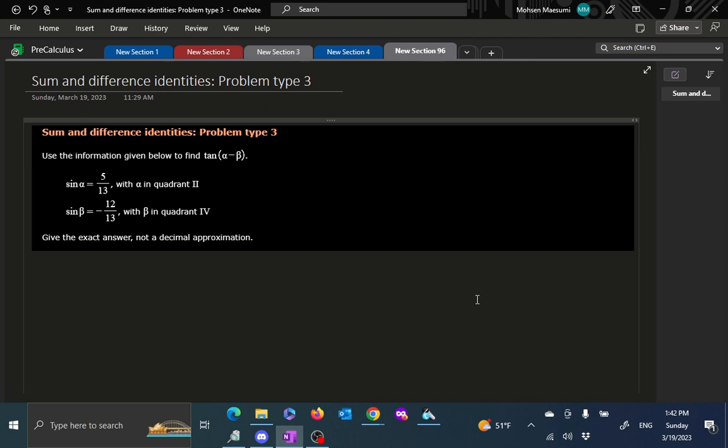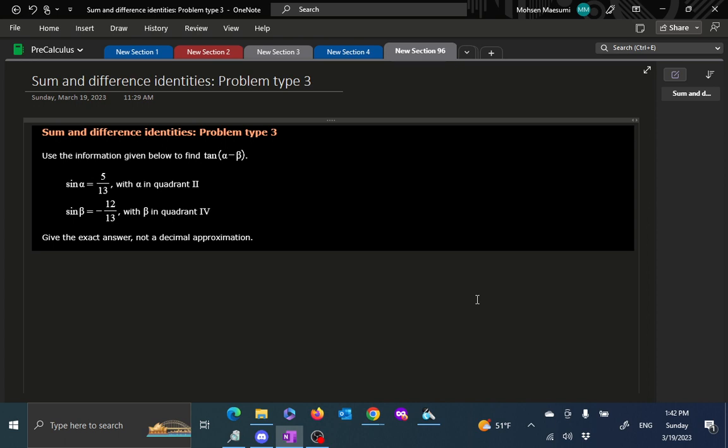Topic today is sum and difference identities, problem type 3. The type here refers to the situation where information about two angles is given through their trig functions and their quadrants, and we want to find a trig function of their sum or difference. Here let's take a look at several examples.